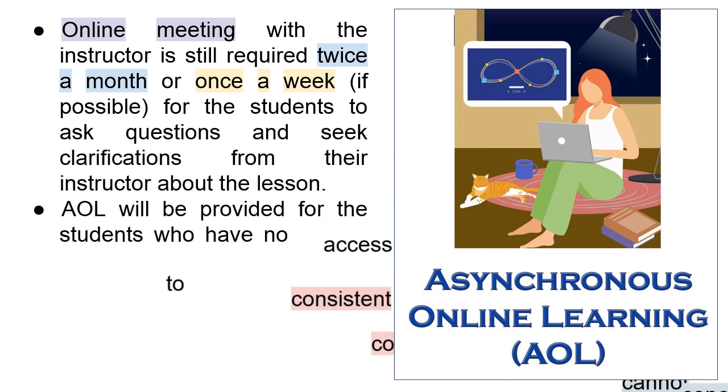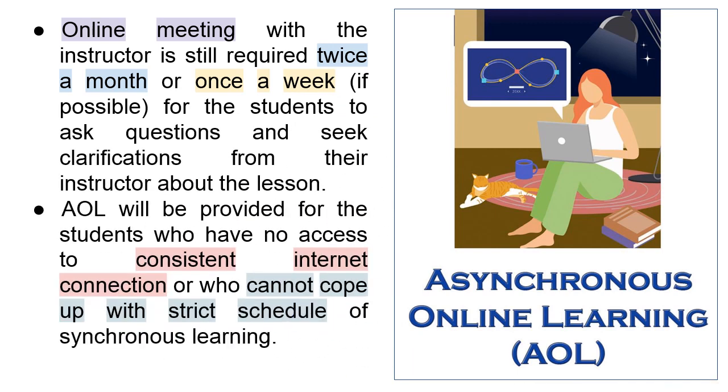An online meeting with the instructor is still required twice a month or once a week for the students to ask questions and seek clarifications from their instructor about the lesson. AOL will be provided for the students who have no access to a consistent internet connection or who cannot cope with a strict schedule of synchronous learning.